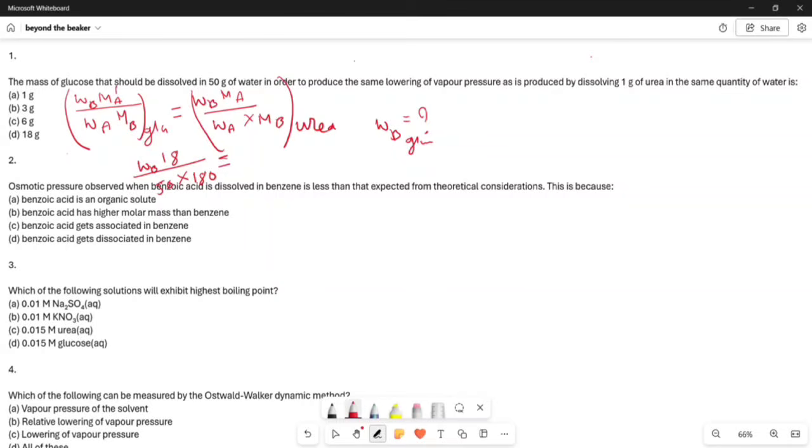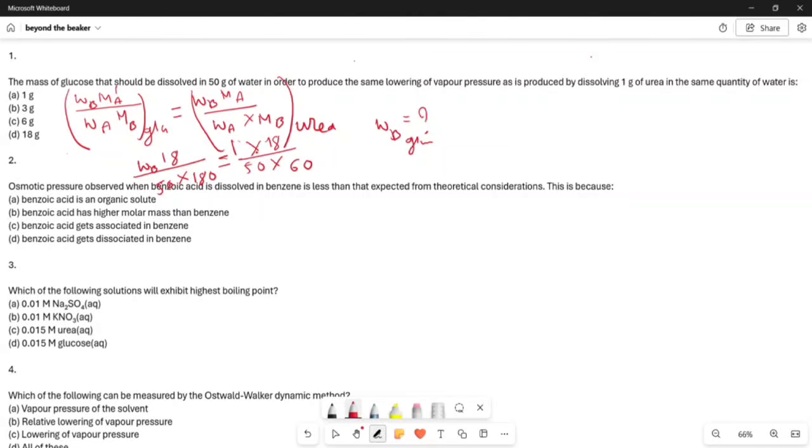See here, dissolving 1 gram of urea. So weight of urea WB is 1 multiplied by MA, which is the same 18 for water. What is MA? Molecular mass of water, 18. In both the cases it is same. So WA is also the same in both the cases. And what is the molar mass of urea? The molar mass of urea is 60.